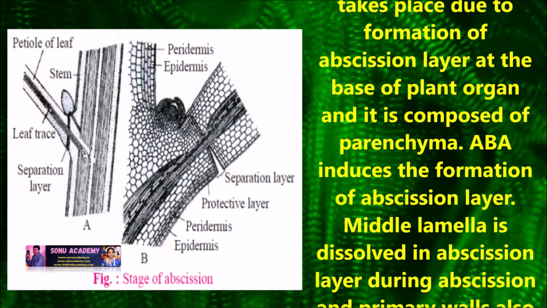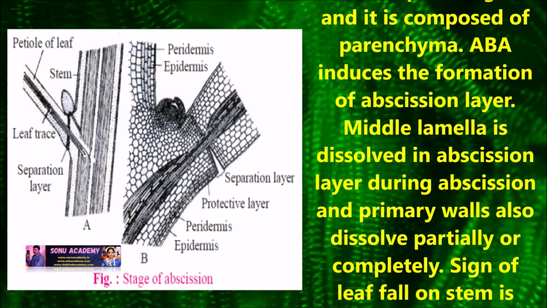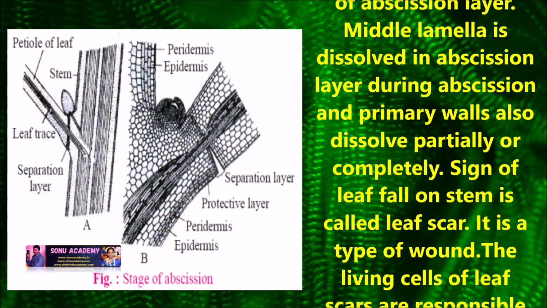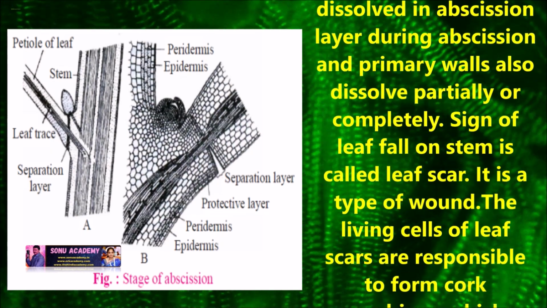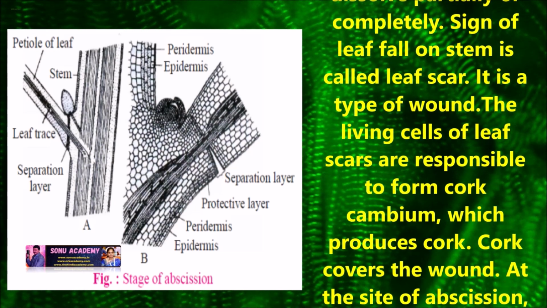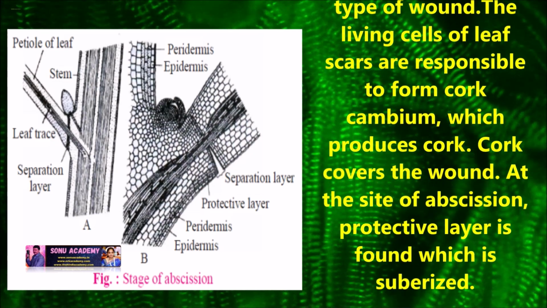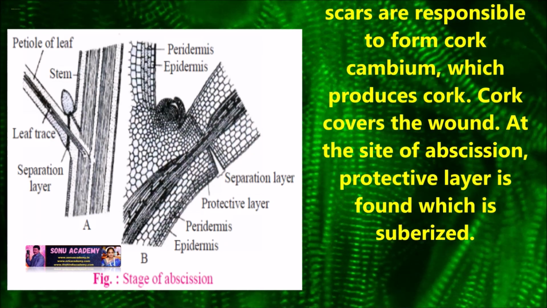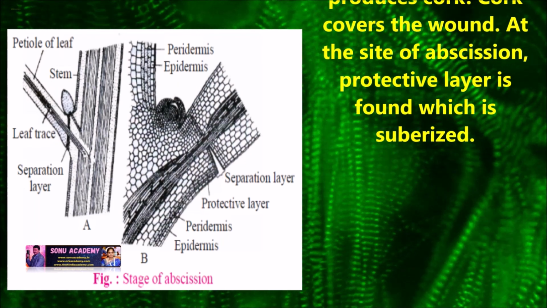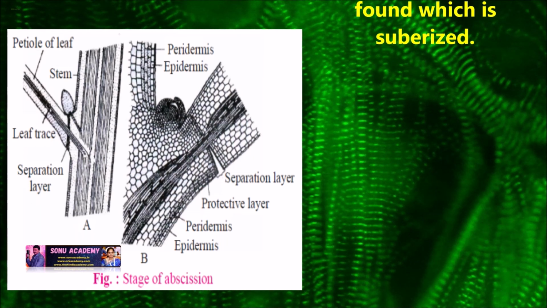is composed of parenchyma. The middle lamella is dissolved in the abscission layer during abscission and primary walls also dissolve partially or completely. The sign of leaf fall on stem is called leaf scar. In this type of wound, the cells of leaf scars are responsible to form cork cambium, which produces cork. Cork covers the wound at the site of abscission. A protective layer is formed which is suberized.